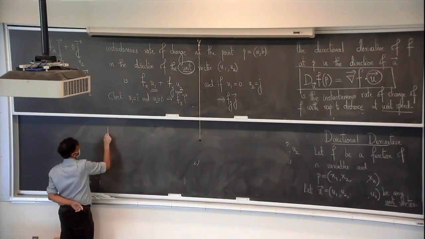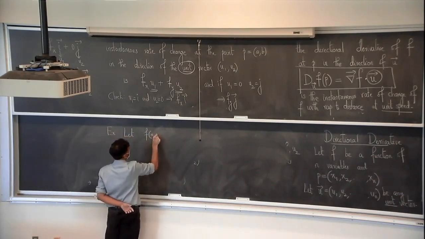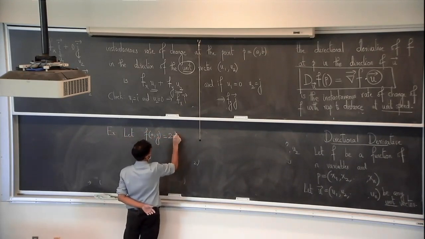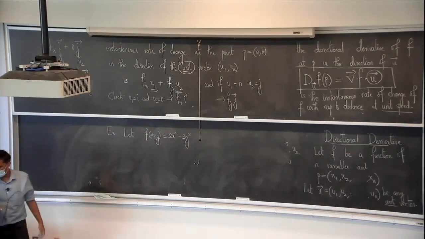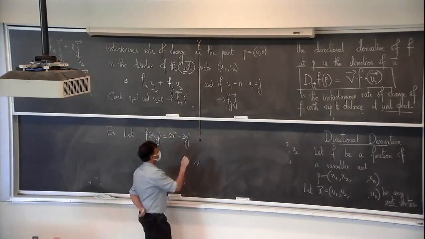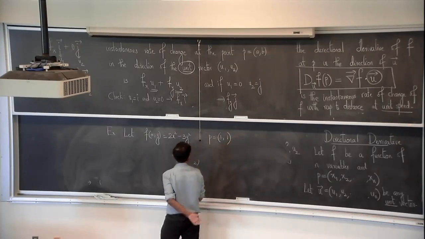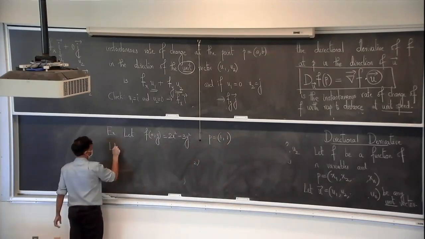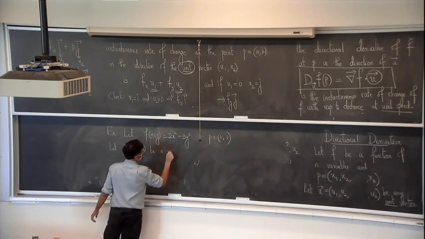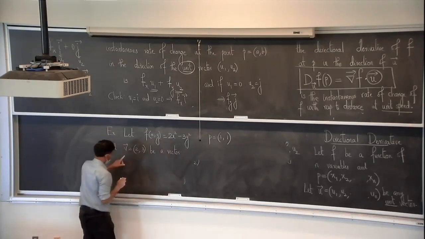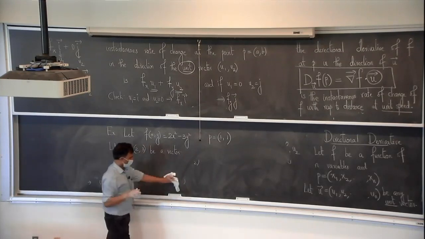So example, let's just do one with two variables for now. Let f of x, y equal 2x squared minus 3y squared. Okay, told you I'm going to keep my functions very nice and easy from now on. And let P equal (1, 1). And let v equal (2, 3) be a vector. One thing you should observe here is this is not a unit vector. This is some vector. So that's part of the process here.